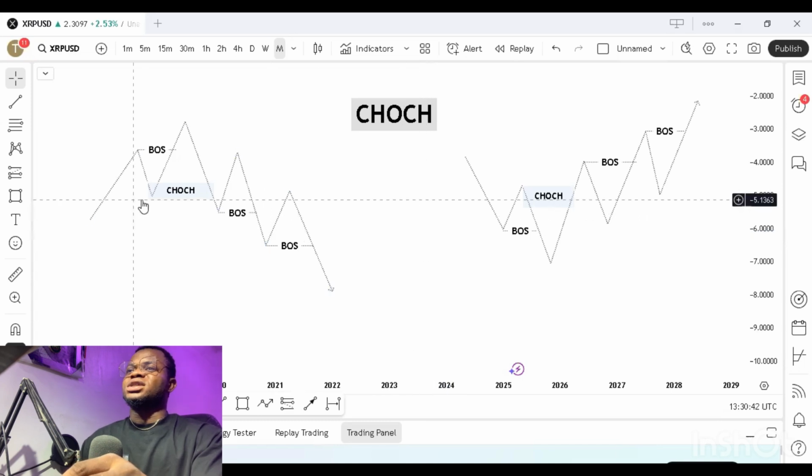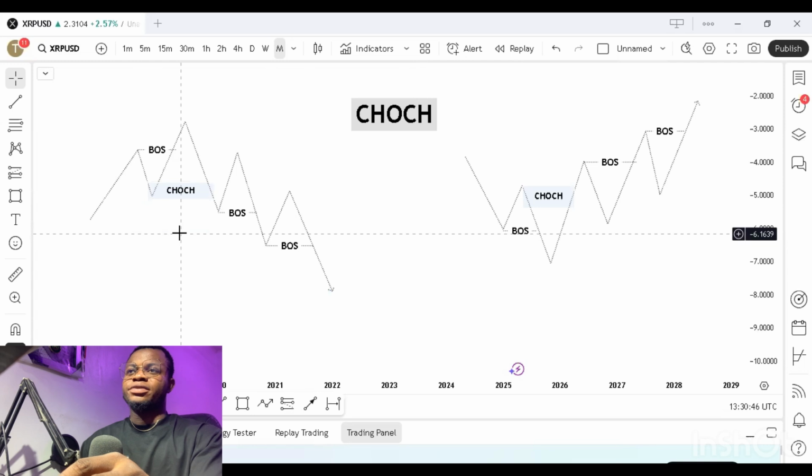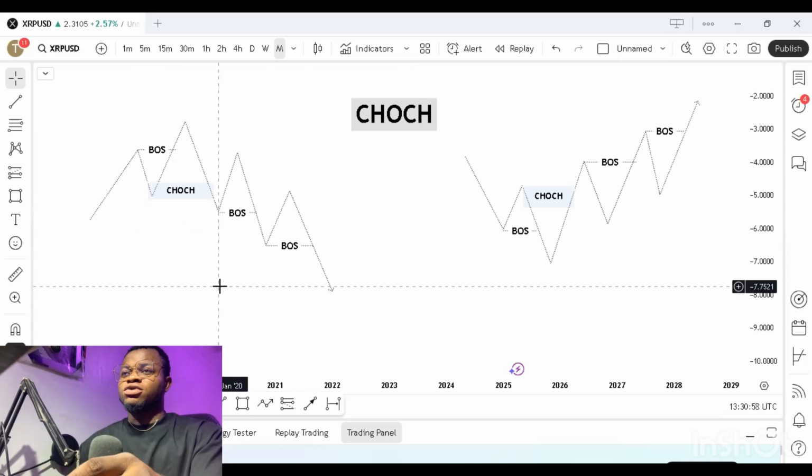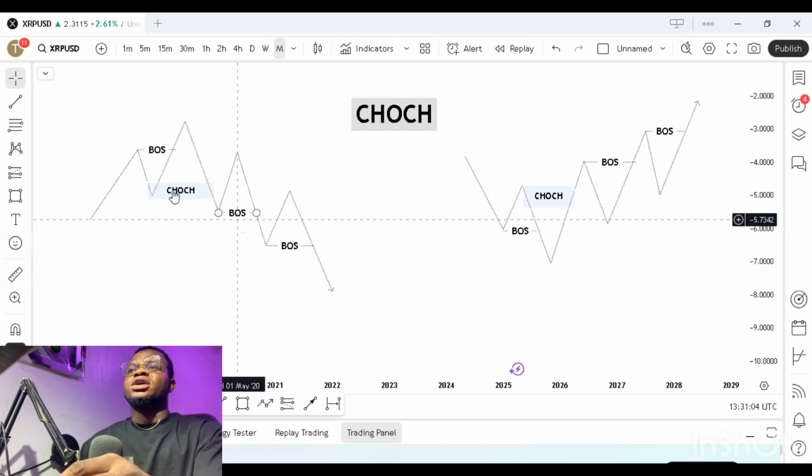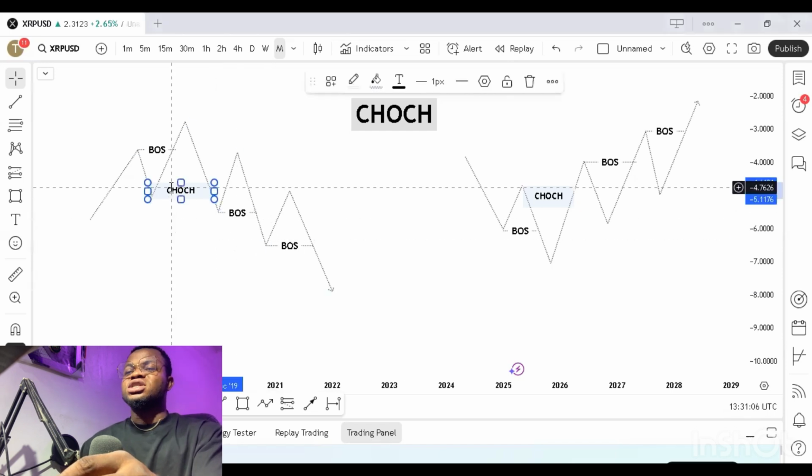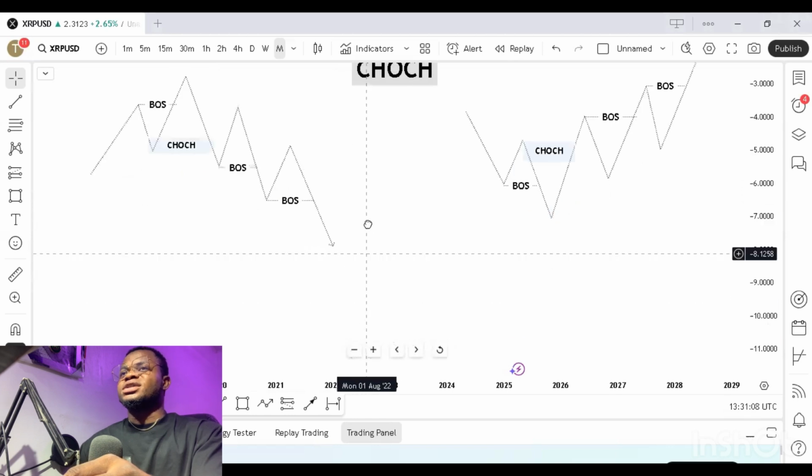So I want you to understand that change of character is different from break of structure. Break of structure validates your trend, while change of character changes the trend. So let me give you an example.